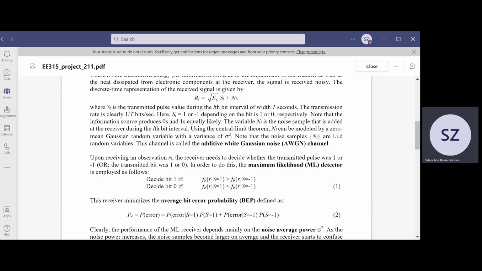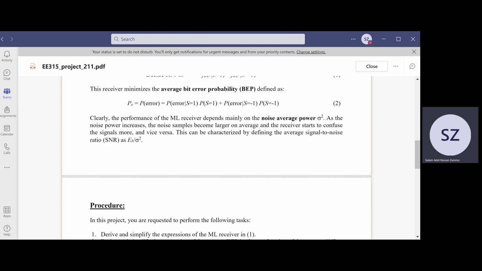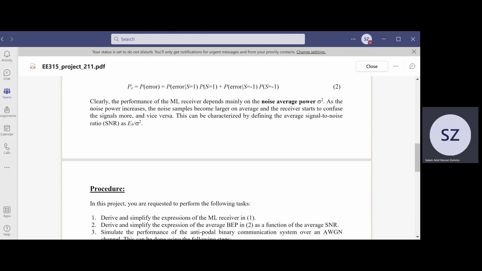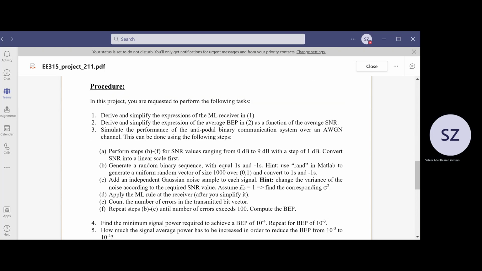So try to simplify. Again, for the probability of error, you need to find it, derive it, and simplify it. Again, all of this has nothing to do with feasibility, this is the communications course. This is all probability theory examples and questions.